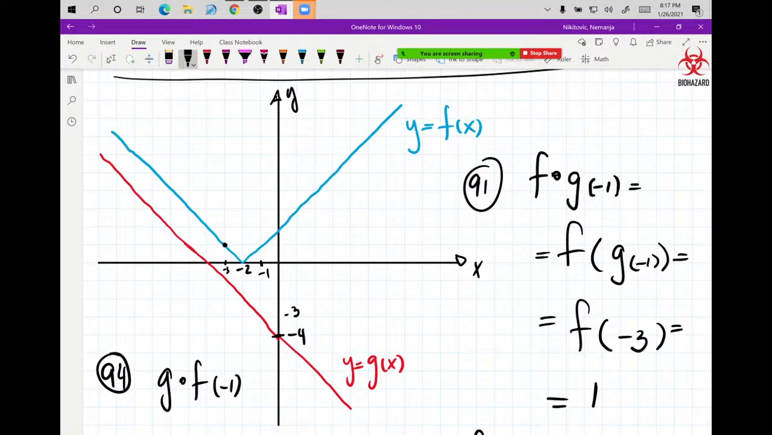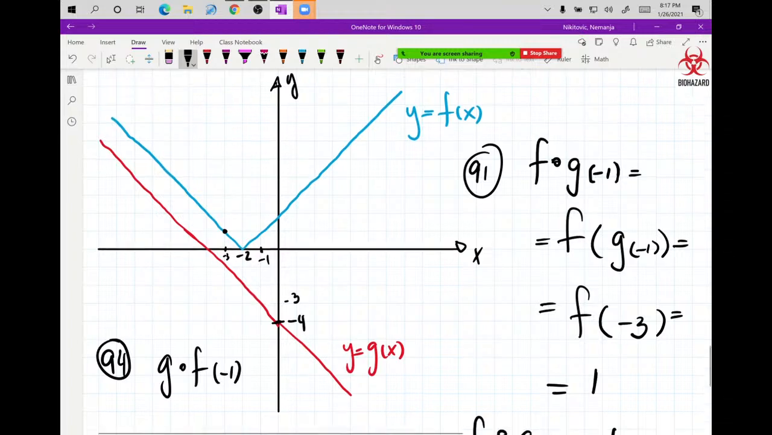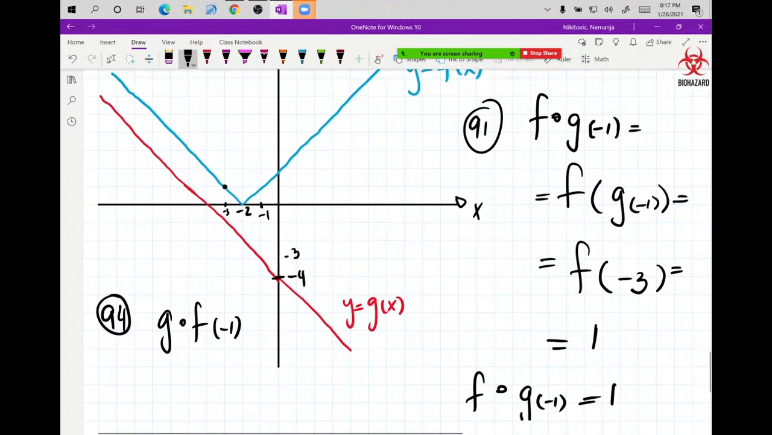Any answers, possibly? I got negative 5. Yep, that's it, negative 5.